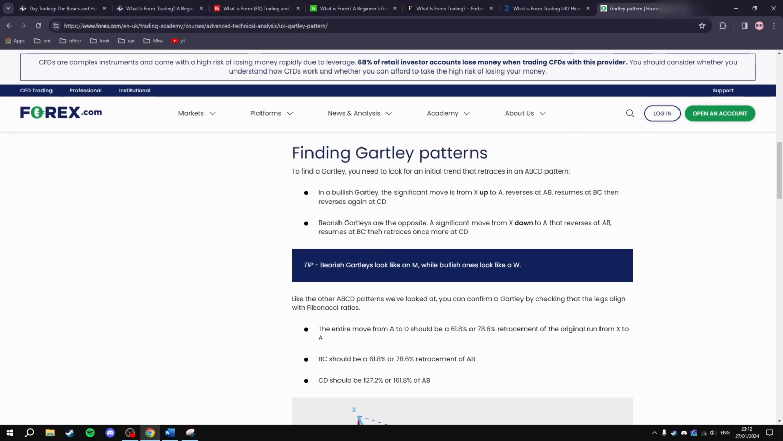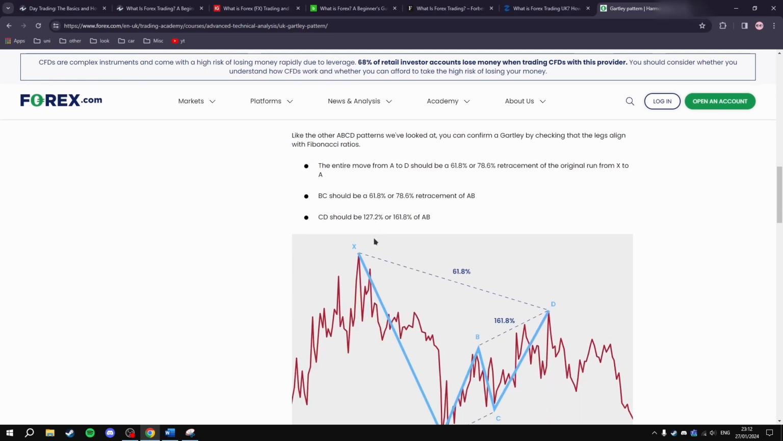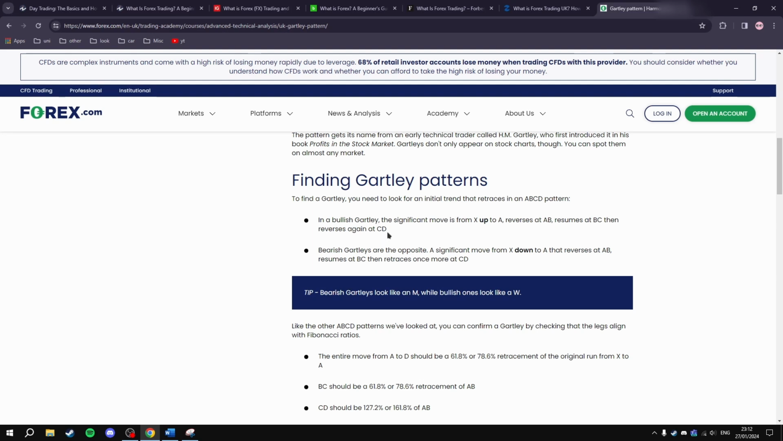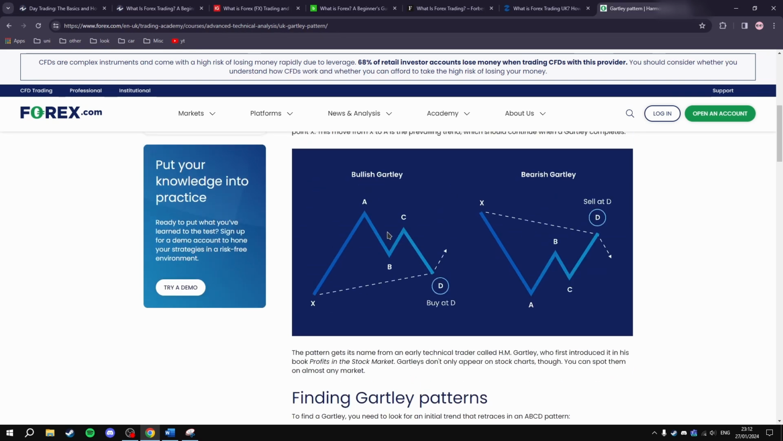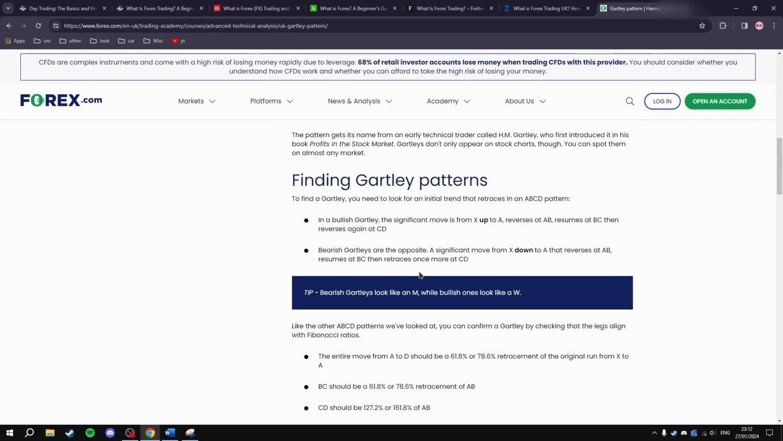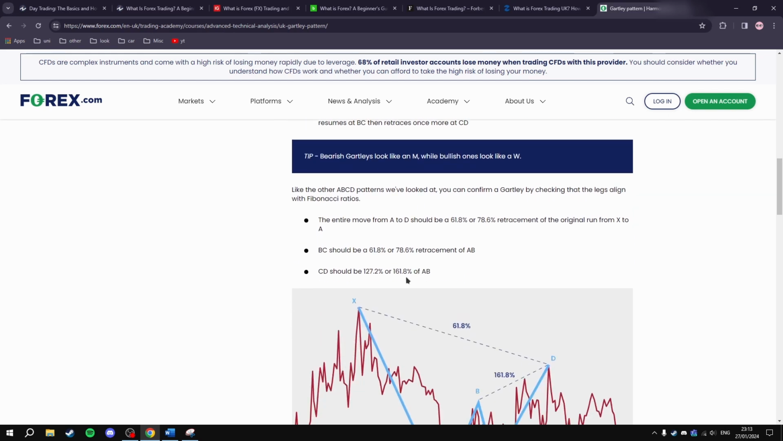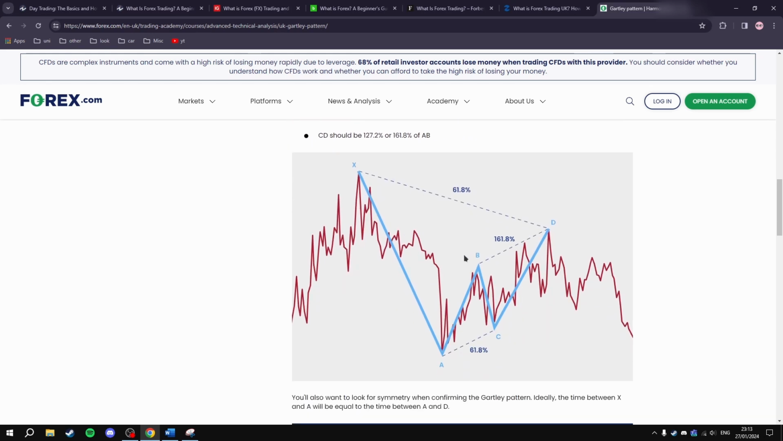Like the other ABCD patterns we've looked at, you can confirm a Gartley by checking that the legs align with the Fibonacci ratios. The entire move from A to D should be a 61.8 or 78.6% retracement of the original run from X to A. B to C should be a 61.8% or 78.6% retracement of AB. C to D should be 127.2% or 161.8% of AB. So this is the W here.